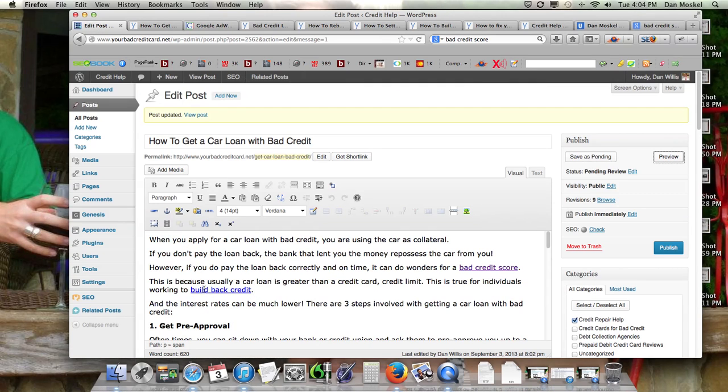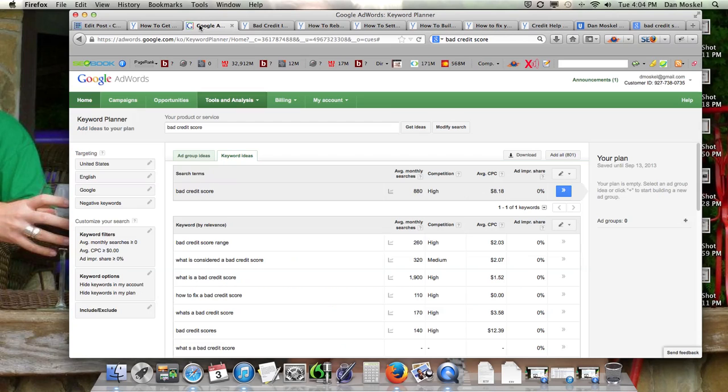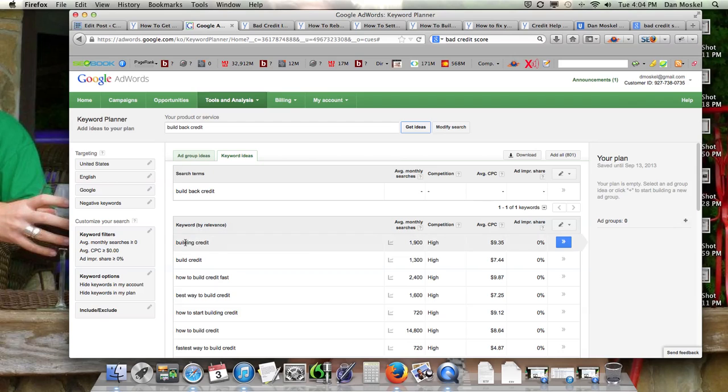The next one we're going to look at here is build back credit. Let's check out the search volume for that. It doesn't look like people search in Google or the search engines for build back credit. Instead, it looks like they search building credit almost 2,000 times every month. How to build credit fast, 2,400. Best ways to build credit, 1,600. How to build credit, 14,000 times.